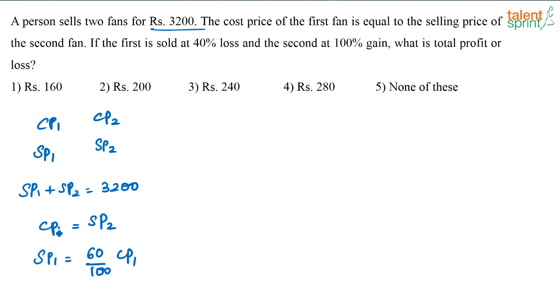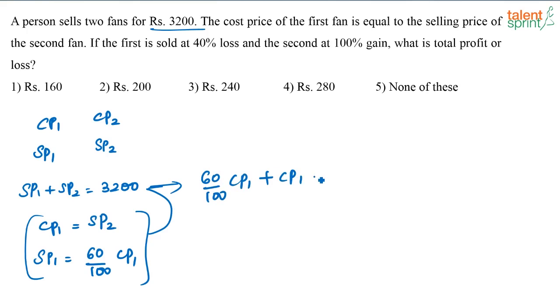See, I know CP1 is equal to SP2, that is, the cost price of the first fan is equal to the selling price of the second fan, and I know the selling price of the first fan is equal to 60% of the cost price of the first fan. So if I put in this information into the first equation, what will I get? What is SP1? SP1 is nothing but 60% of CP1. Similarly, what is SP2? SP2 is nothing but CP1. This is equal to 3,200.